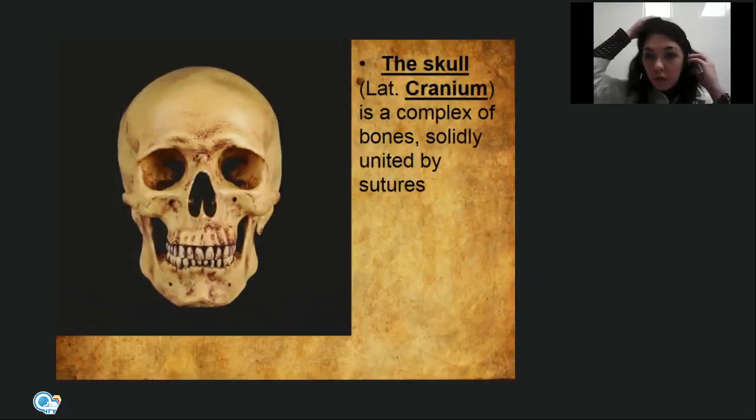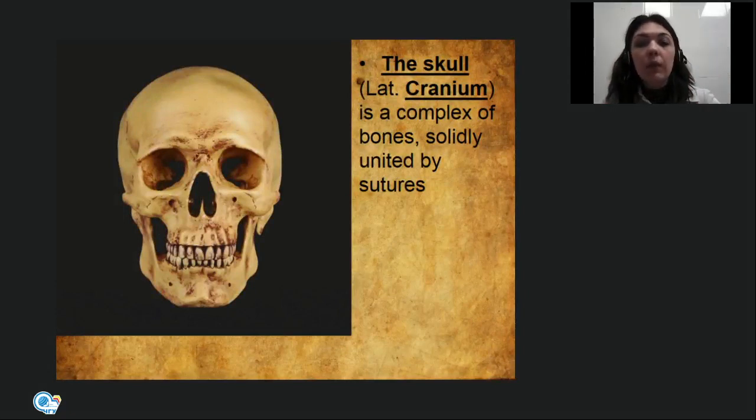Okay, so first of all, what is the skull? In Latin it is cranium. It is a complex of bones solidly united by sutures. Actually, with some groups we have already reached the joints, and we know that bones of the skull are connected not only by sutures. There is also one synovial joint, that is the temporomandibular joint, and there are also synchondroses. But the largest amount of connections of skull bones are sutures.